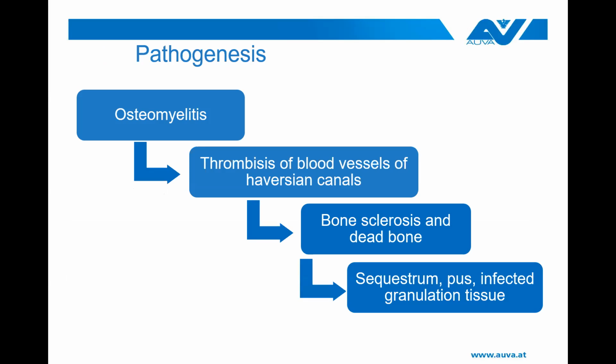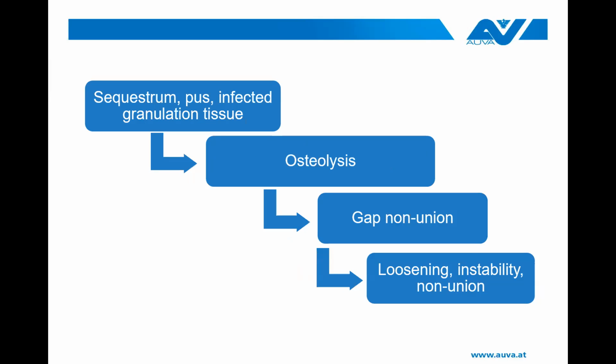So if we go from the osteomyelitis, what's happening? It goes over thrombosis of the small vessels to sclerosis and dead bone to a sequestrum, and from this to osteolysis, and then to the non-union.